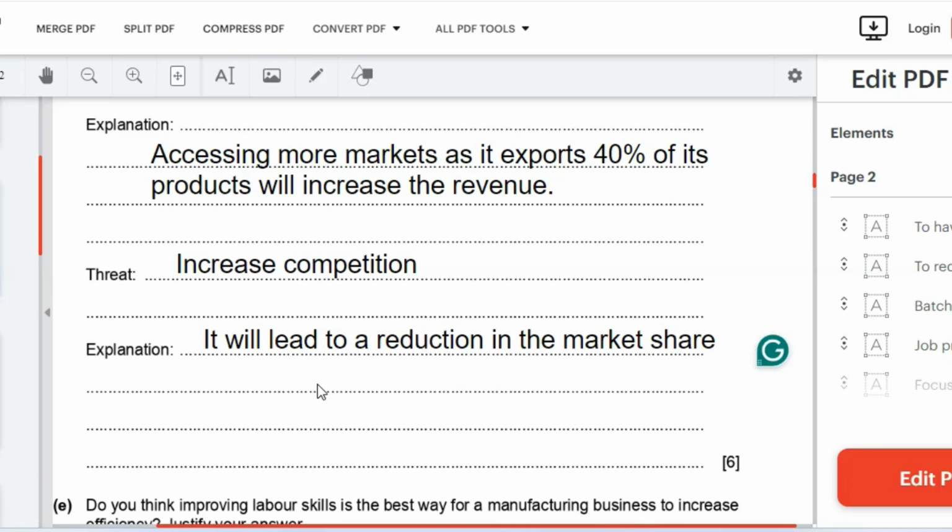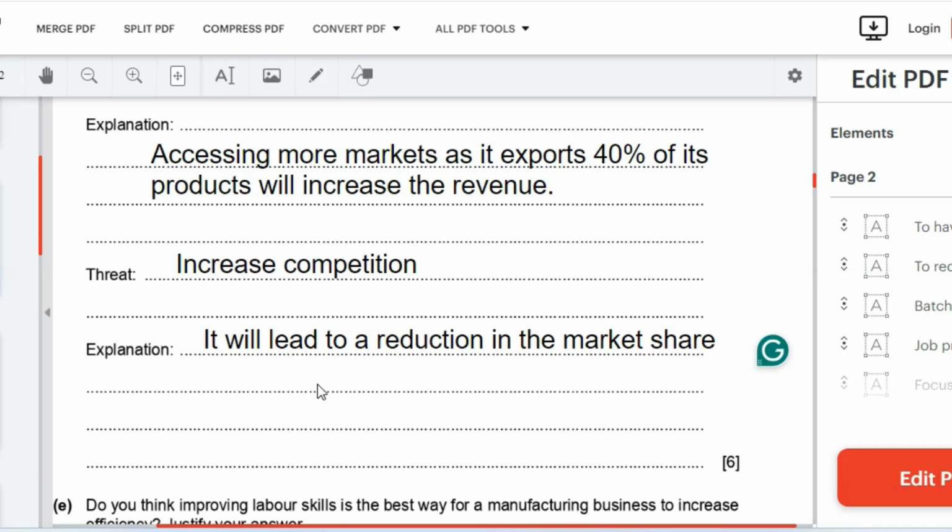And we also have other threats. Employees may leave if WLT cannot pay as much as the international competitors are doing. And there might also be over-dependence on supplies from other countries.